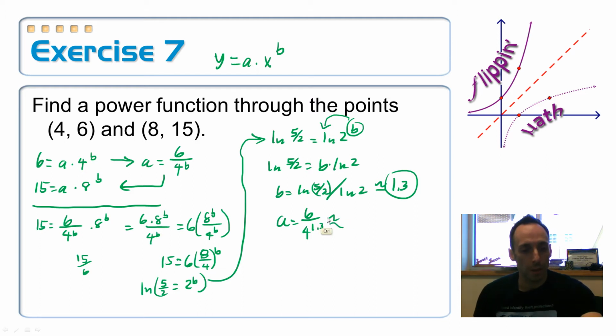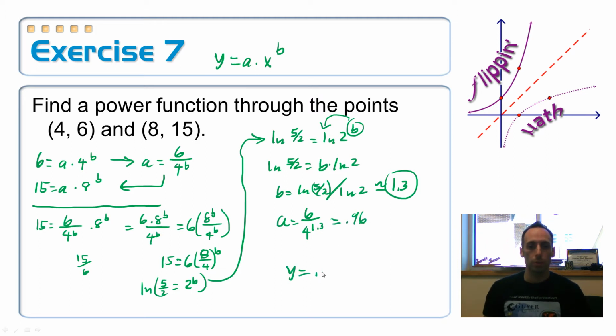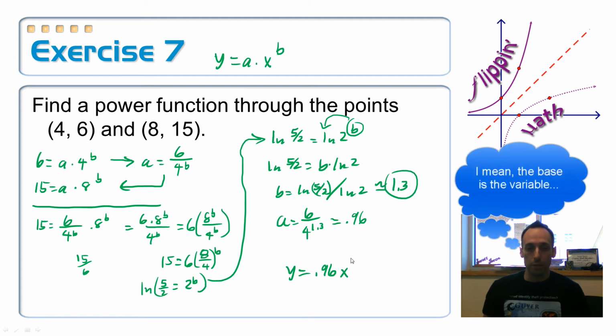No, that was not approximately equal to. It was equal to 0.96. So our equation is y is equal to 0.96, and this one is the base, and the number we got for b is the actual exponent.